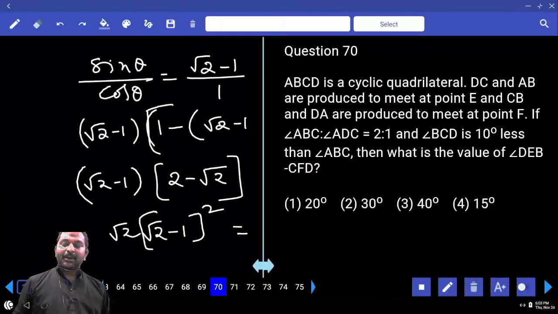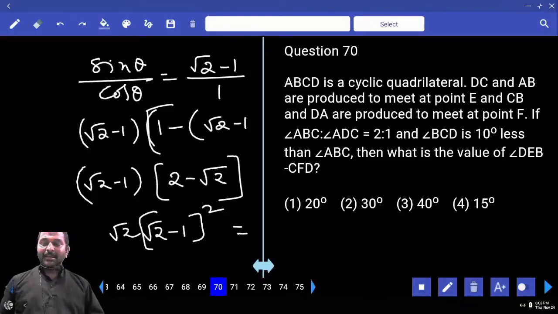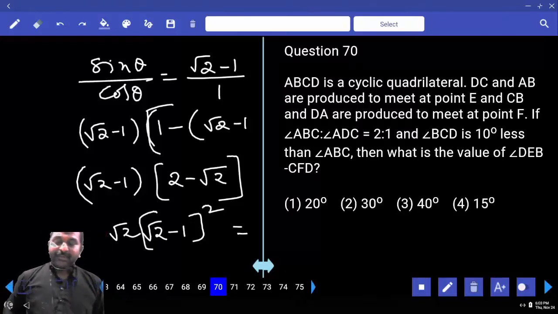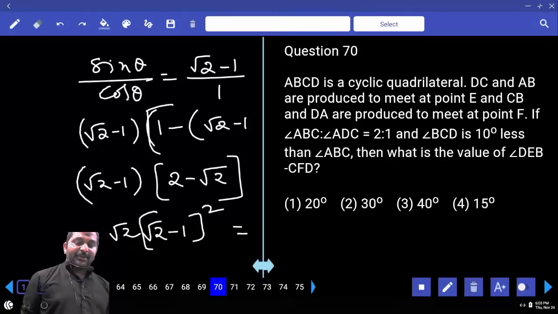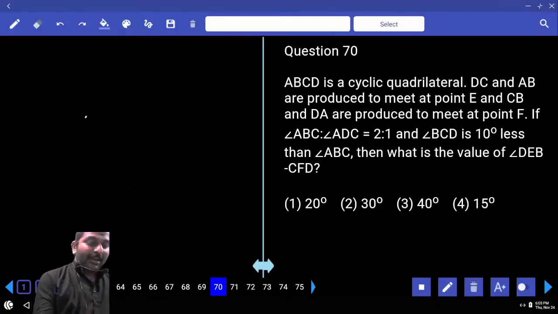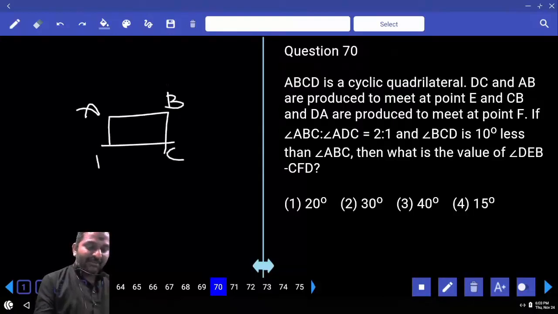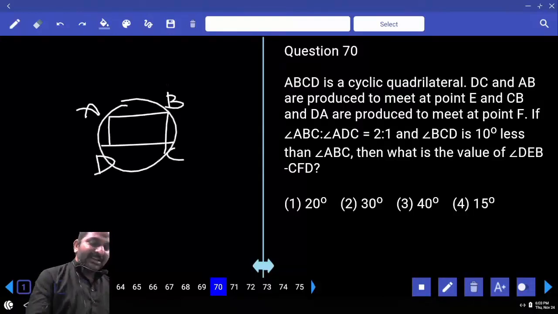ABCD is a cyclic quadrilateral. DC and AB are produced to meet at E and CB and DA are produced to meet at F. If angle ABC and angle ADC are in the ratio 2:1, and angle BCD is 10 degrees less than angle ABC, then what is the value of angle DEB minus angle CFD? Okay. Now quadrilateral in the sense, ABCD we will have like this. Cyclic quadrilateral, in this circle also will come.